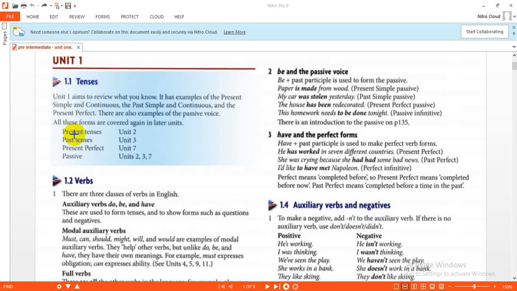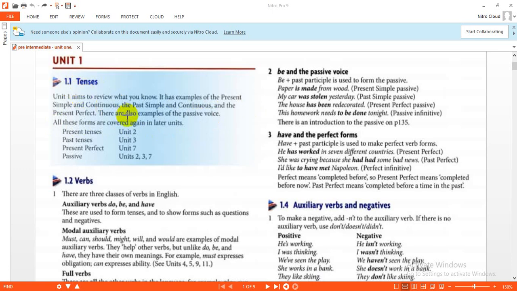المنهج الرابع من مناهج أكسفورد نيو هادواي بري انترميديت، يونت 1، 1.1 تنسيق الأزمنة. Unit 1 aims to review what you know. It has examples of the present simple and continuous, the past simple and continuous, and the present perfect. There are also examples of the passive voice. All these forms are covered again in later units.